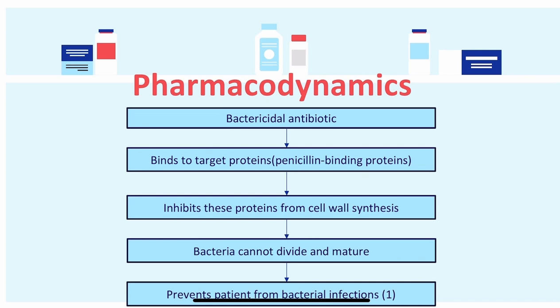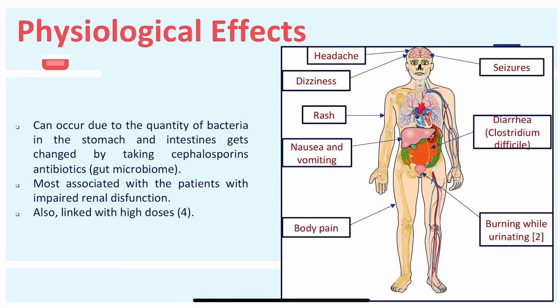Let's talk about the mechanism of cefuroxime axetil. Cefuroxime axetil is a second-generation cephalosporin that contains the beta-lactam ring structure. It is a bactericidal antibiotic because it binds to target proteins known as penicillin-binding proteins. After binding, it inhibits these proteins from cell wall synthesis, as a result of which bacteria in the body cannot divide and mature further. Thus, it prevents patients from bacterial infections.